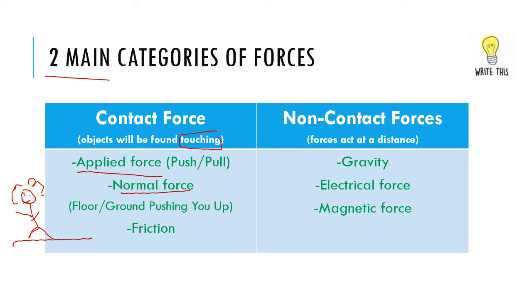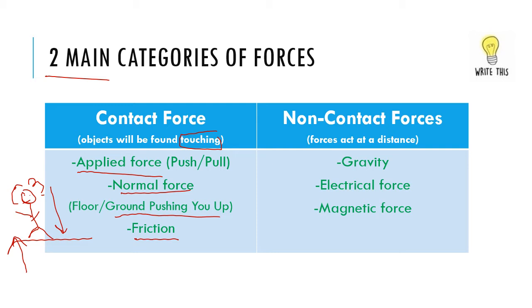How come I don't just fall straight through the earth? Right? Gravity is pushing me down. What keeps me from going down, down, down into the center of the earth? That is the normal force. That's the ground pushing up on me. And the third type of contact force is friction. We're going to talk about that more.